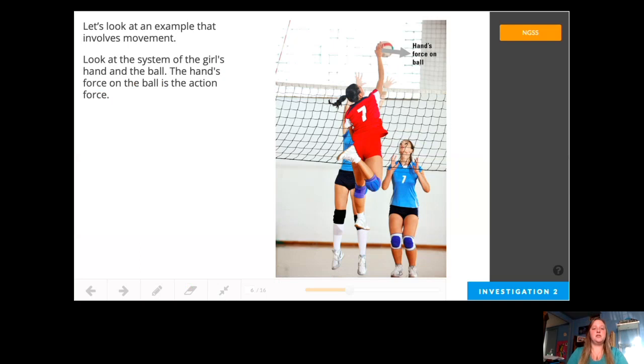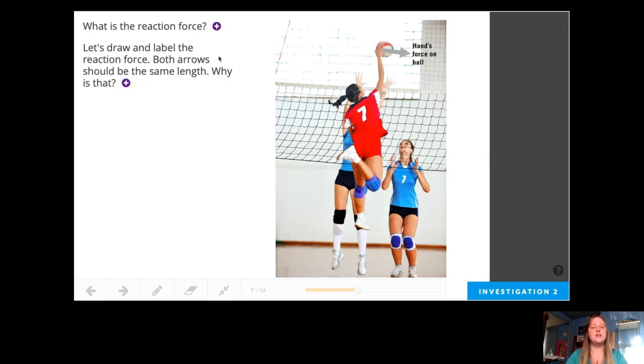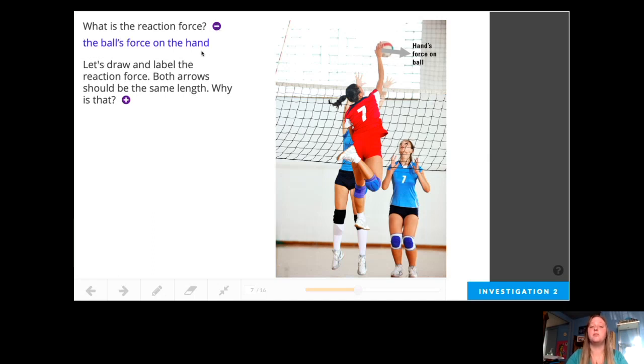Let's look at an example that involves movement. Look at the system of the girl's hand and the ball. The hand's force on the ball is the action force. This girl is smacking the ball down, so that's the action force. What is the reaction force? The reaction force is the ball's force on the hand, so the ball's force back towards the hand.